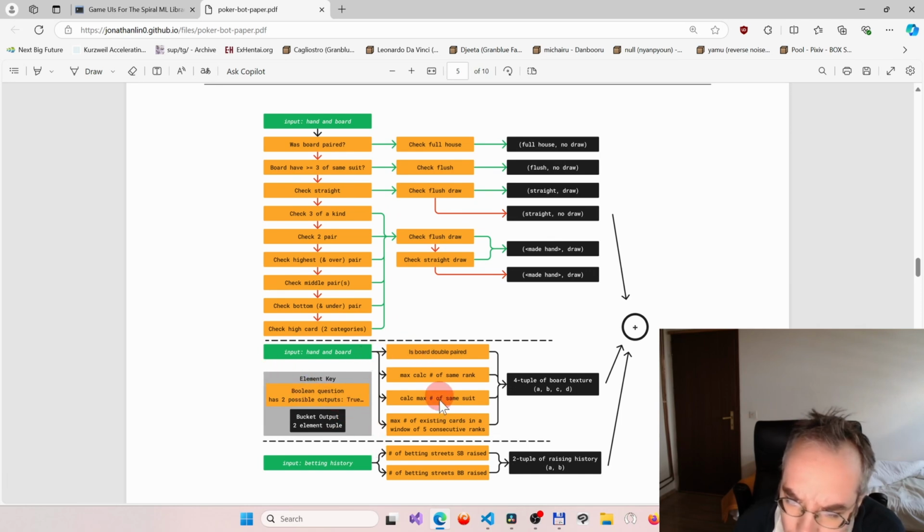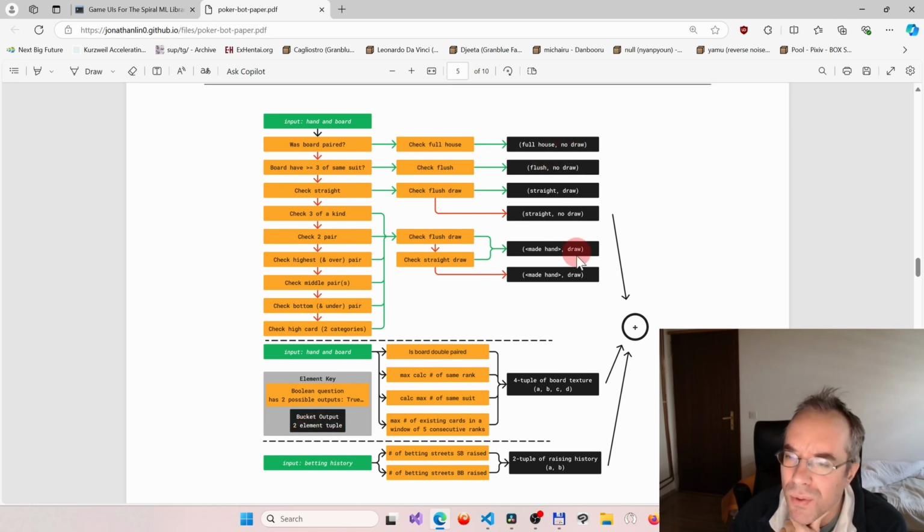I mean, it's not pointing to anything here. So this is like a legend. So the boolean question has two possible outputs, true or false. This is this orange thing, orange brown maybe. This gray, that's like the superclass of these two, and this black thing is the bucket output two element tuple.